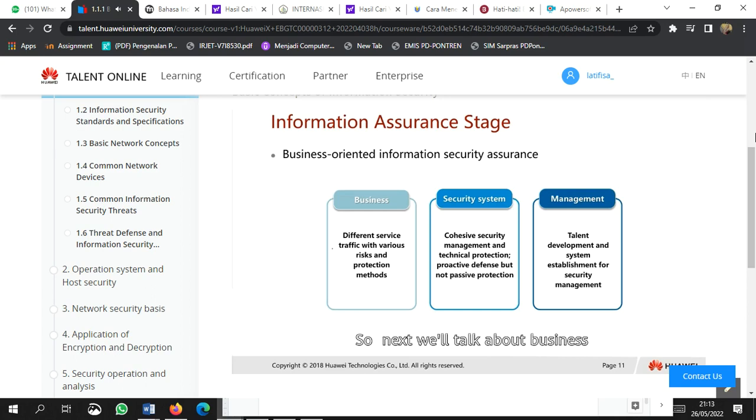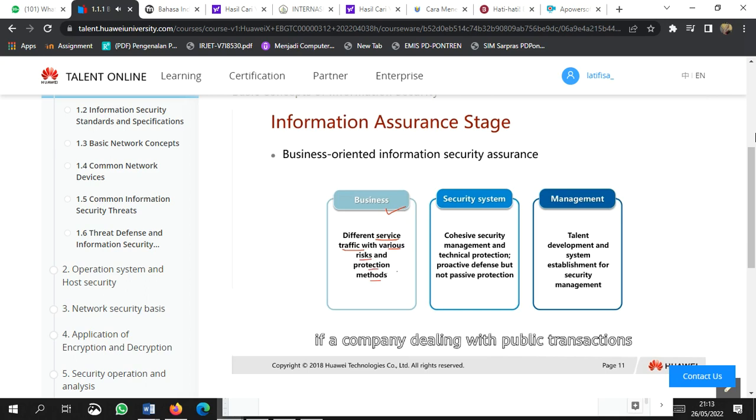Next, when we talk about business-oriented information security assurance, this is from a business perspective. Different businesses have different types of traffic. We call it different service traffic, and therefore there could be different kinds of risk, and also different types of protection method.